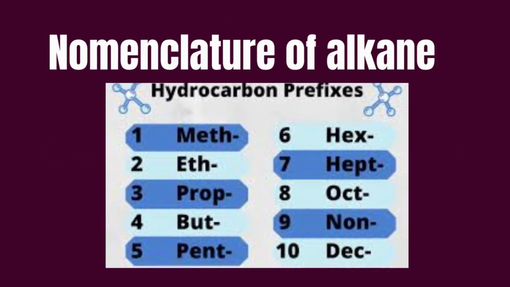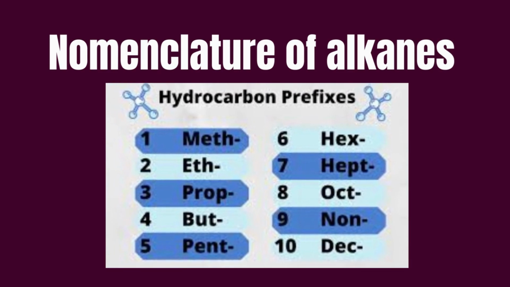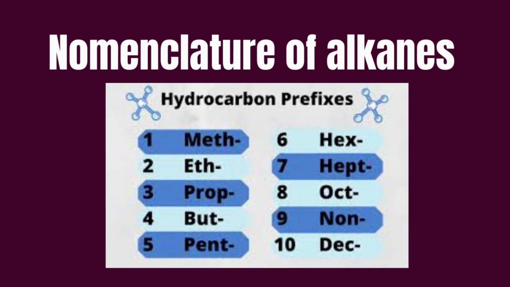Hydrocarbon prefixes. If a molecule has one carbon atom, then the prefix used is meth. If it has two carbon atoms, the prefix used is eth. If it has three carbon atoms, then prop. For four, but. For five, pent. When 6 carbon atoms are present, hex is used. When 7, hept is used. When 8, then oct. Then when 9, non. When 10, it is dec.